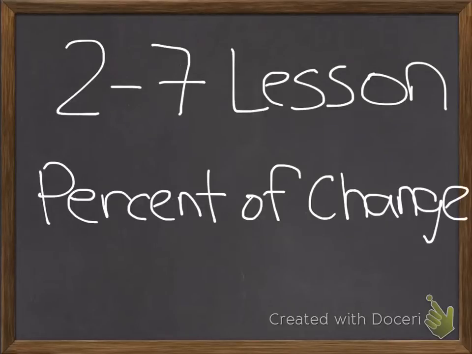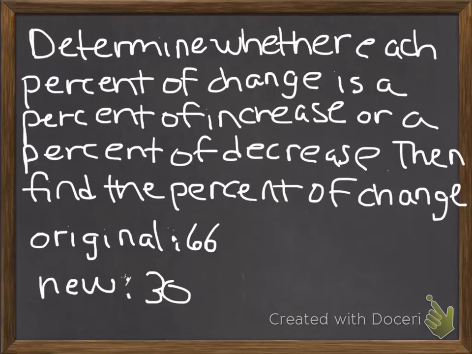Today's lesson is lesson 2.7, which is about percent of change. So, for the first problem, you're going to have two options. You either have a change that is an increase in the number or a change that is a decrease in the number. And then we'll talk about how to find the percent of change also.